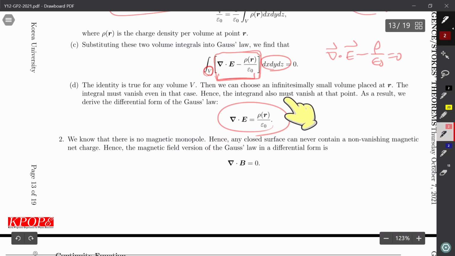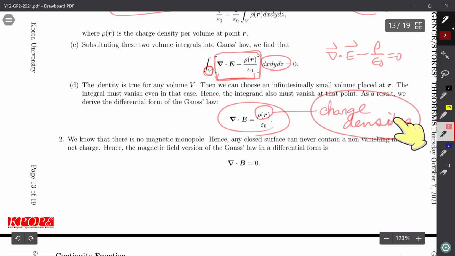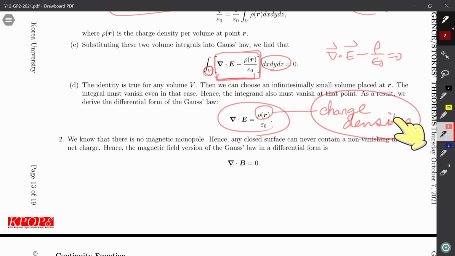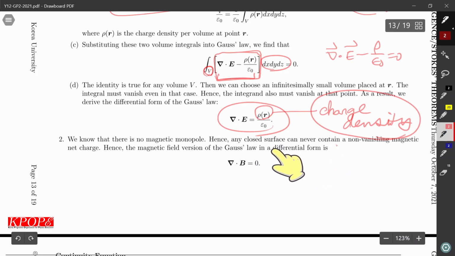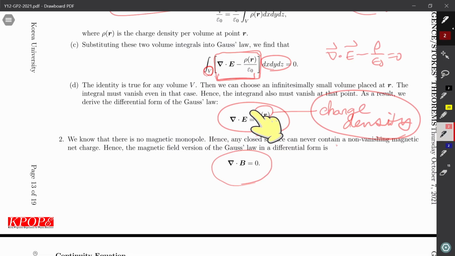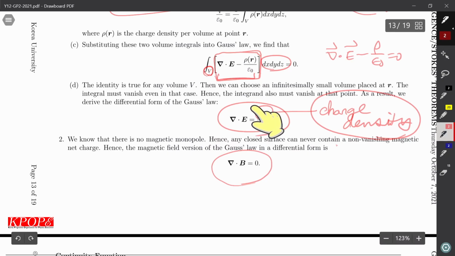If you apply it to the magnetic field, this is a charge density. As far as the magnetic field is concerned, there is no magnetic charge. The magnetic field is always generated by the electric dipole only, so a magnetic monopole does not exist. So charge density is always 0. So divergence B equals 0 is the differential form of the Gauss law for the magnetic field.